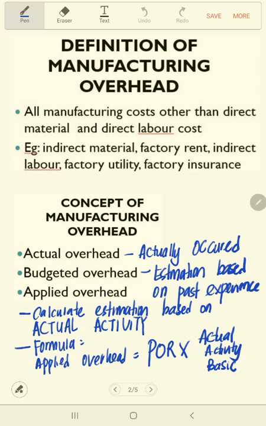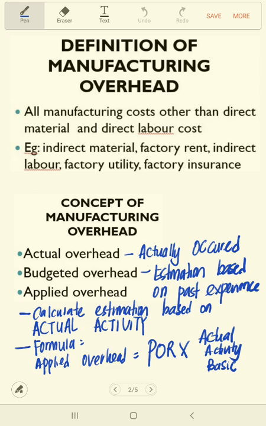Budgeted overhead is our estimation of our overhead based on our past experience. Example, this month we don't know our utility fee yet, but we can make a prediction based on last month's utility bill. Example, last month our utility bill was 100. So roughly this month we can predict that our utility fee is about 100 something. So budgeted overhead is just an estimation based on our past experience.